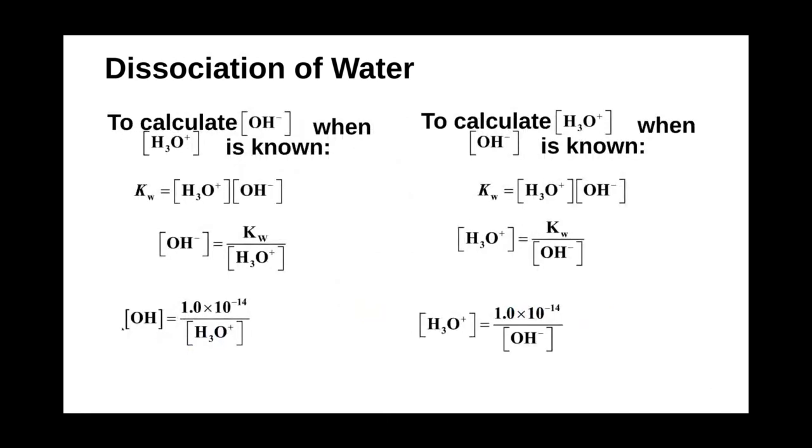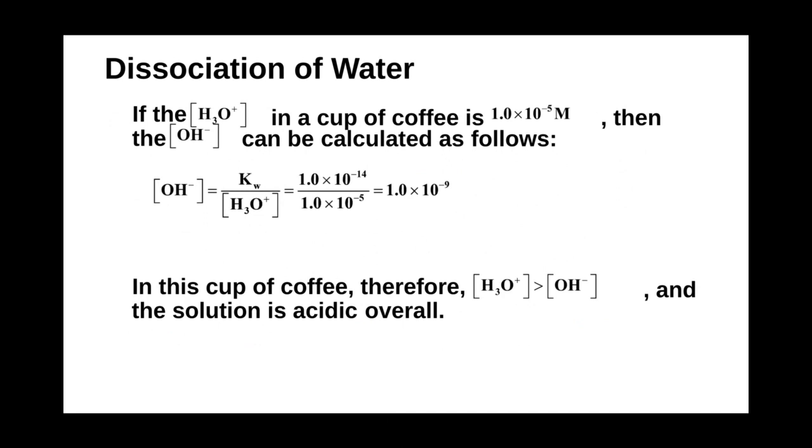So the concentration of hydroxide ions is always equal to 1 times 10 to the minus 14 divided by the concentration of hydronium. And the concentration of hydronium is equal to 1 times 10 to the minus 14 divided by the concentration of hydroxide ions. Now you might think to yourself, why do we care about that? Well, it'll become very clear in just a few slides. Now, let's conceptually look at what this looks like.